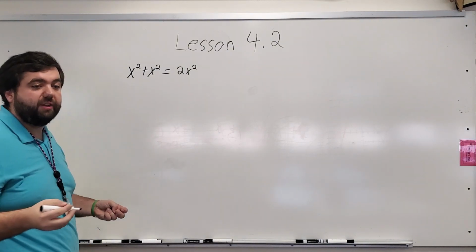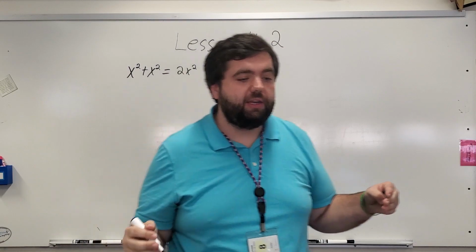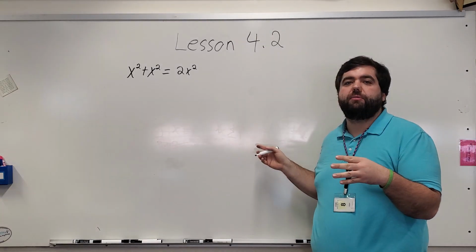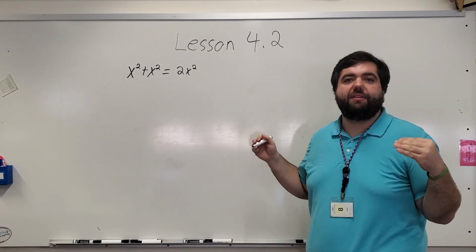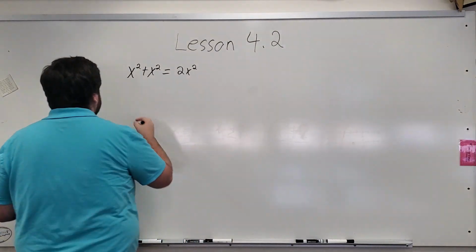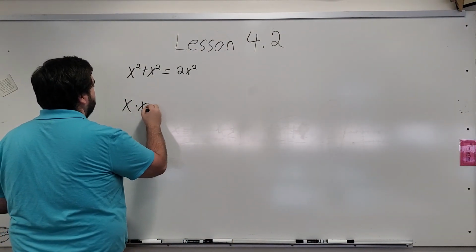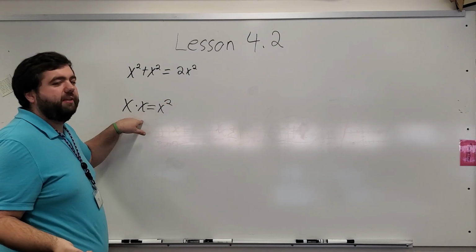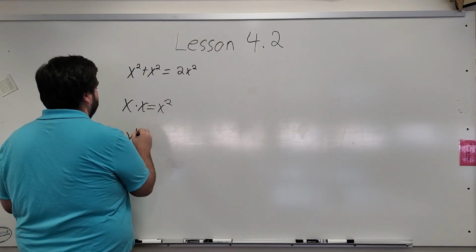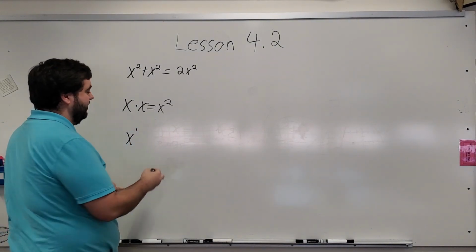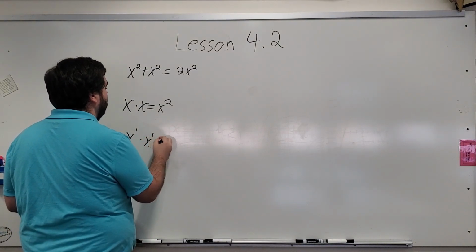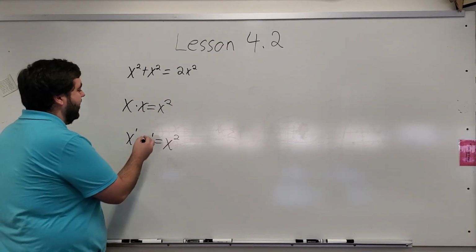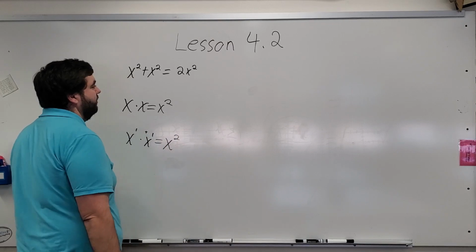Next is called the product rule. And what the product rule states is when you multiply two terms or two things, you add their exponents. So for example, x times x equals x squared. Okay? Anything that is itself is raised to the power of 1, right? So x to the 1 times x to the 1 equals x squared. And I figure that out is when I multiply, I add the powers. So 1 plus 1 equals 2.